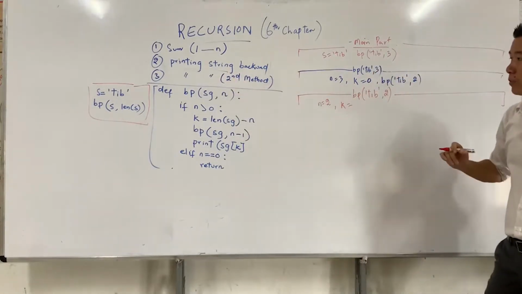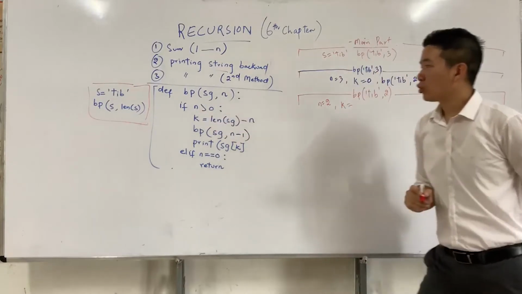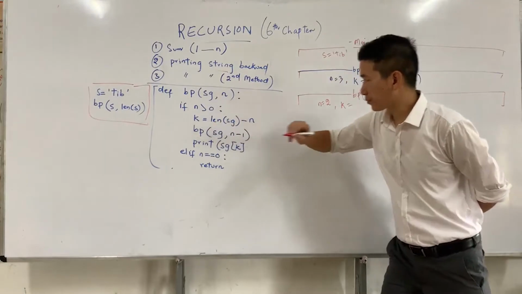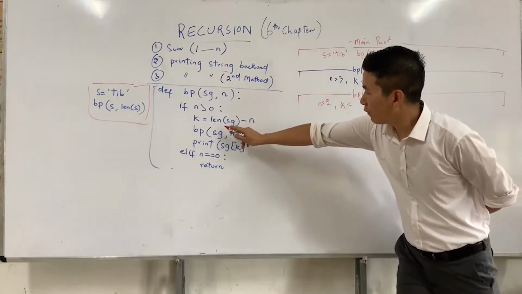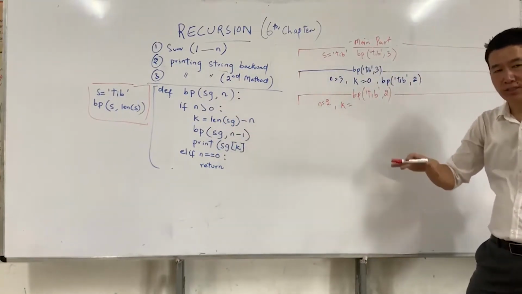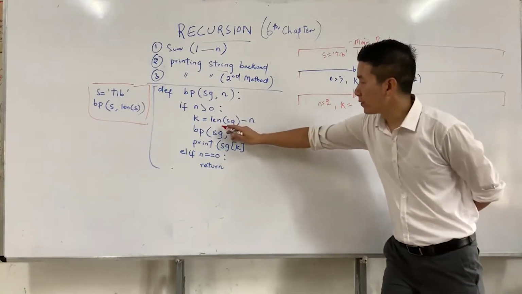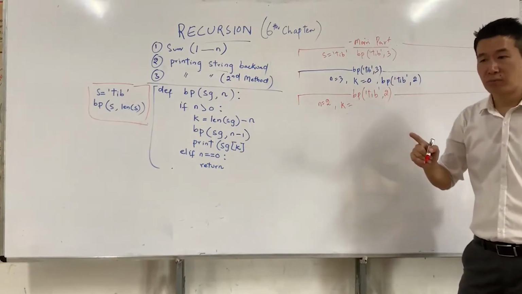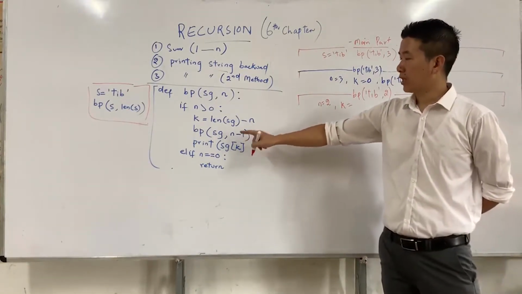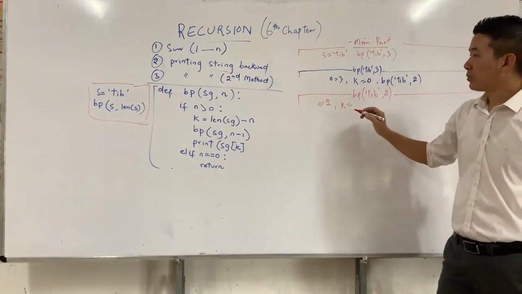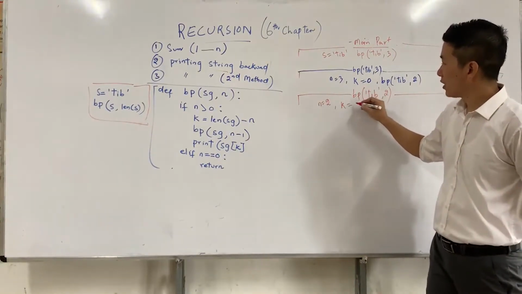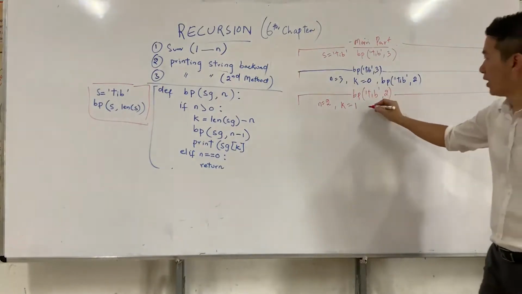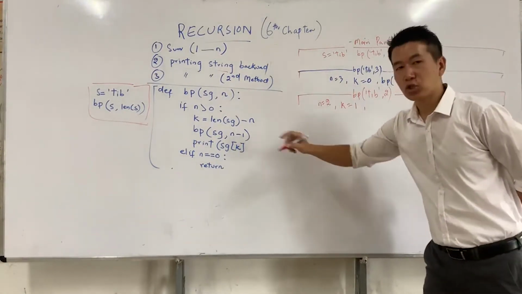The function itself will be called again. This particular condition will be true since the value of n is 2. The length of SG will always be constant, which will be 3, and the value of n has just changed from 3 to 2, remember, thanks to the statement n minus 1. So this time the value of k will be 3 minus 2, which is 1. The value of k will be 1, and then you have the function call again.